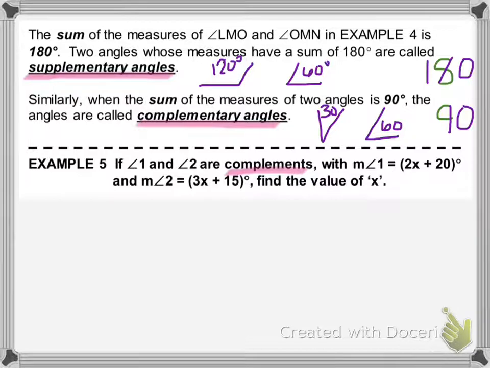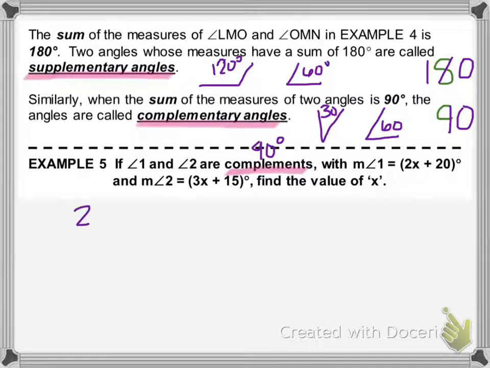Together, the two angles are either complementary or supplementary, but one by itself is just a complement or a supplement. So let's go ahead and try one more example for right now. It says if angles 1 and 2 are complements, which means yes, they add to 90 degrees, right? With angle 1 measuring 2x plus 20, and the measure of angle 2 is 3x plus 15, find the value of x. So they will add to 90.